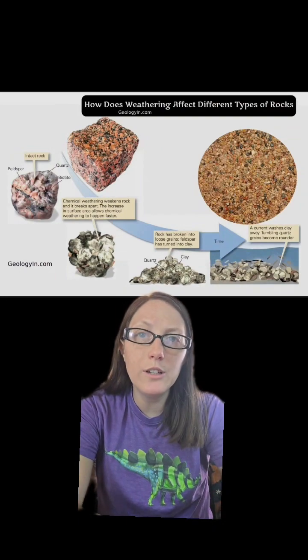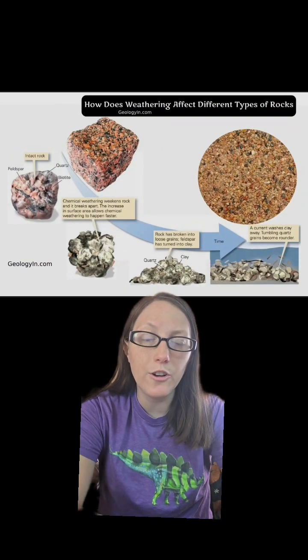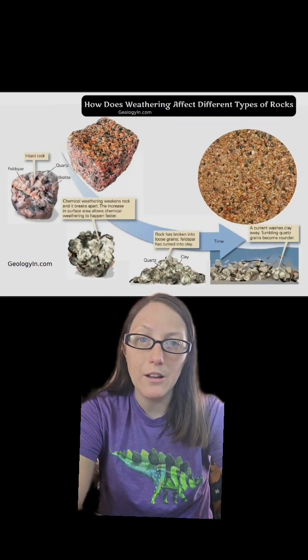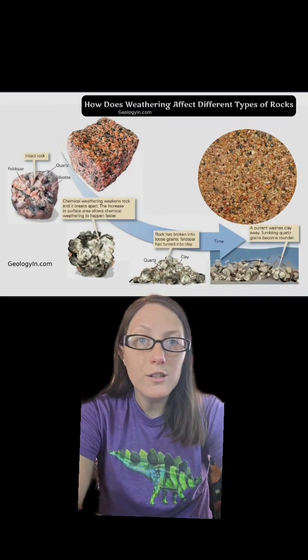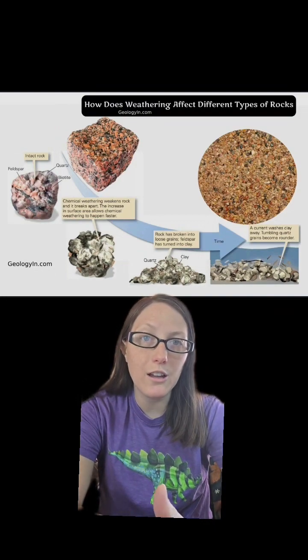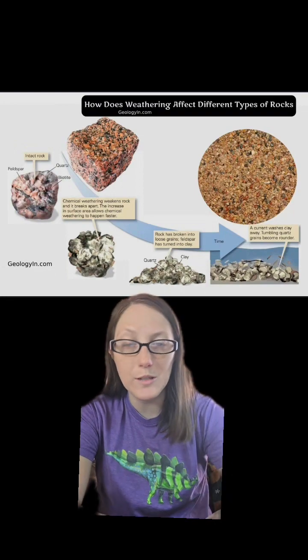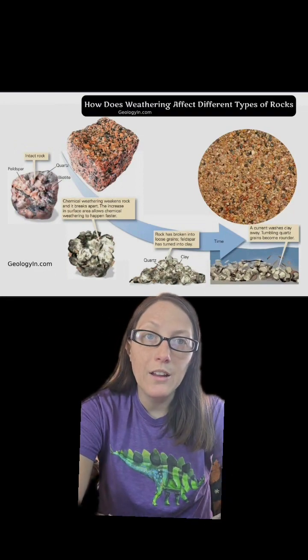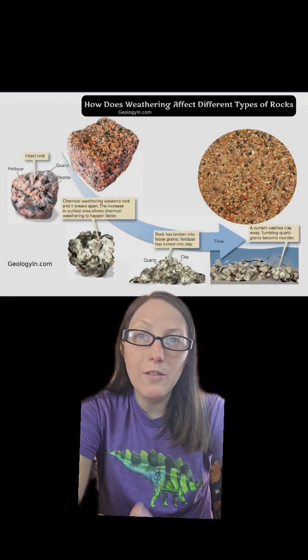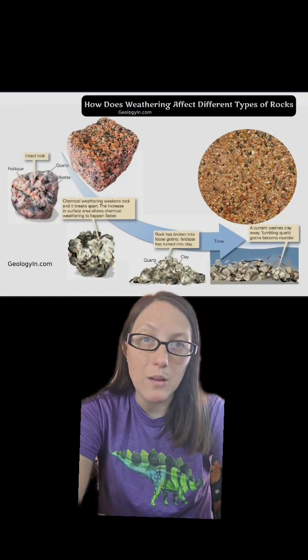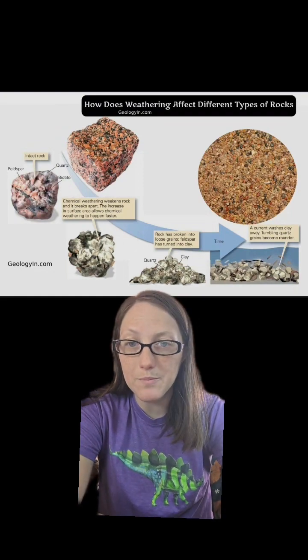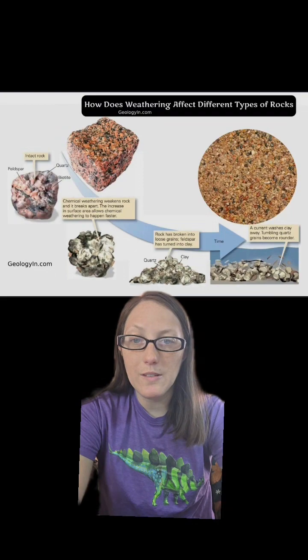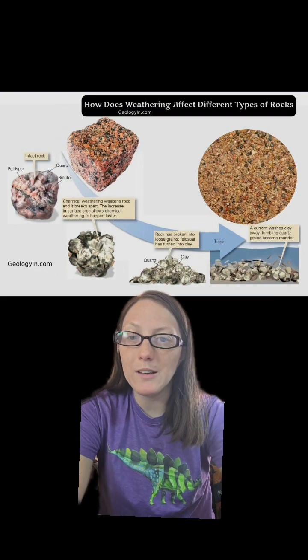It is also important to note that not all minerals undergo chemical weathering at the same rate. For example, quartz weathering is much slower than other minerals, such as feldspars, and is often the only one left, which is why beaches are primarily made of quartz grains. So, something to keep in mind.